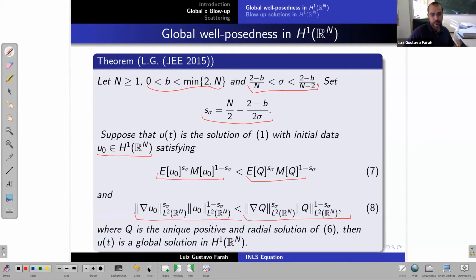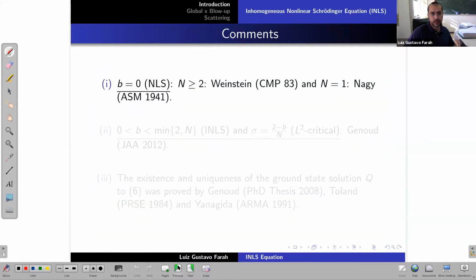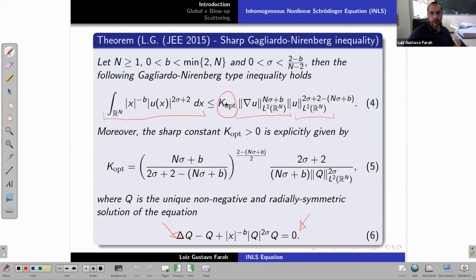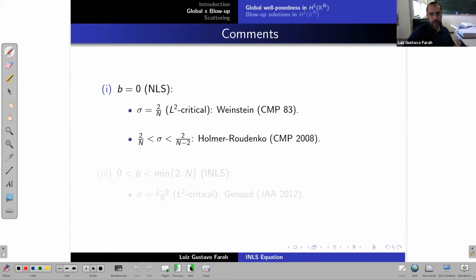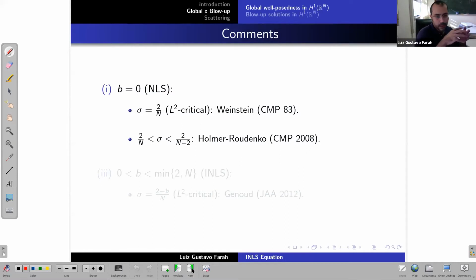Where, sorry, is this previous inequality here, where we can characterize the best constant as a solution of this equation, right? So this is the global result, and what are some comments about this result?